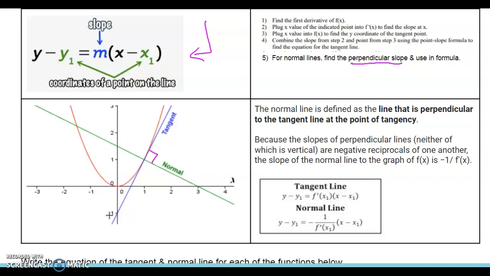do the perpendicular slope, which is the opposite and the reciprocal. That's why it's called negative reciprocals, but really I like the words opposite and reciprocal slopes from the tangent. Okay, so that's it. I don't memorize these formulas, but that's how I use them.